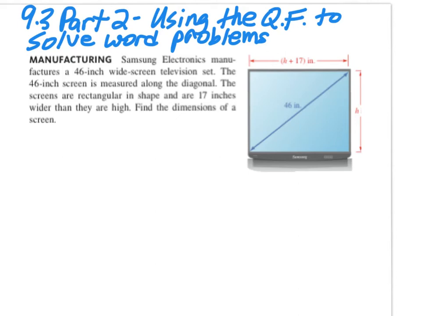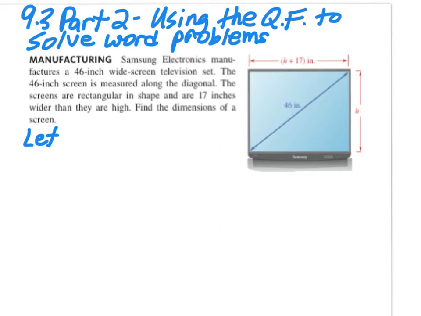Okay, this lesson is on using the quadratic formula to solve word problems. So our first problem we'll be looking at is you have this widescreen or flat screen TV set, and it's a 46-inch, that's the diagonal measure, and we're given that the height, we're going to call the height h, and the width is h plus 17. So I'll go ahead and define my variables, and it wants to find out what the dimensions of the screen are, meaning what the height and the width are.